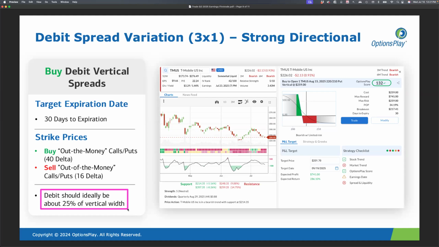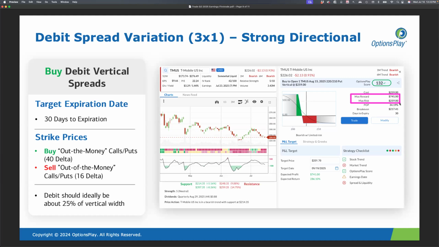Okay. So in this particular case, I'm risking $259 to potentially make $741. So if T-Mobile declines on earnings below $210 by that August expiration, I'm looking at a maximum gain of around $740. And worst case scenario, T-Mobile doesn't move lower and the stock stays where it is, or even moves higher, my total risk is limited to $259 per contract. So again, a risk reward ratio of roughly 3-to-1.